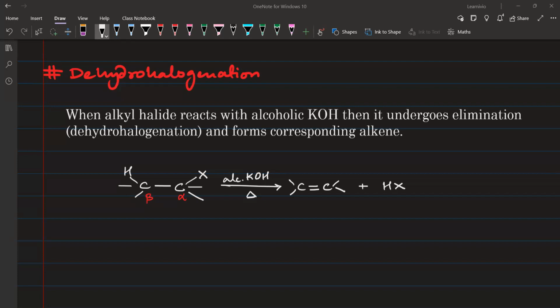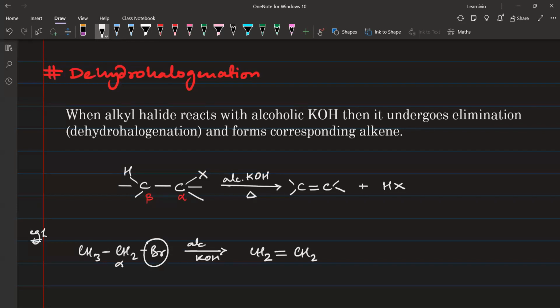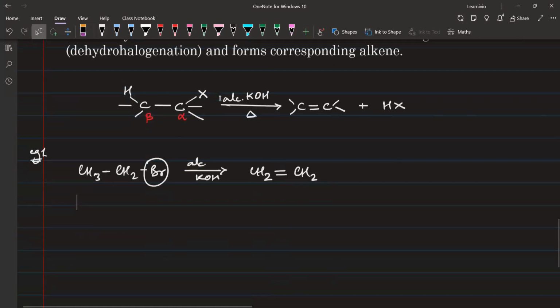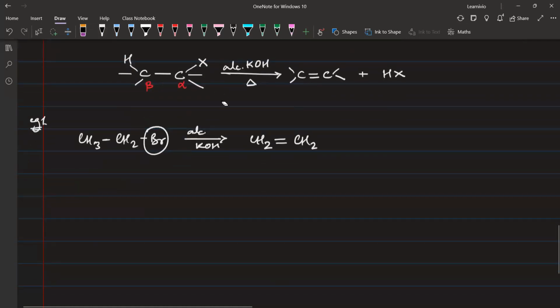Yes, sir. ठीक है. So for example, take example number 1. If I have CH3CH2Br and you have been given alcoholic KOH, what will you get? CH2 double bond CH2. From the alpha carbon, you will remove the bromine. From the beta carbon, you are going to remove hydrogen. So if you remove one hydrogen, you will get CH2. Make sense? Yes or no? Please tell me. Yes.